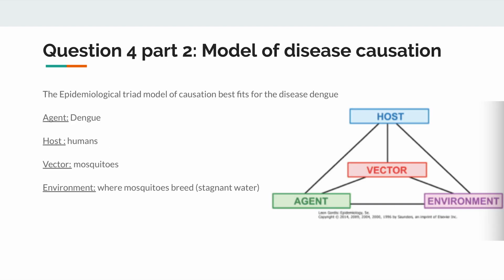The best model of disease causation for dengue would be the epidemiological triad. This shows that the vector interacts with the agent, host, and environment, meaning that all factors rely on each other. The agent, being dengue, relies on the environment to produce mosquitoes, being the vector. The agent also relies on the vector in order to infect the host, being the human or primates.